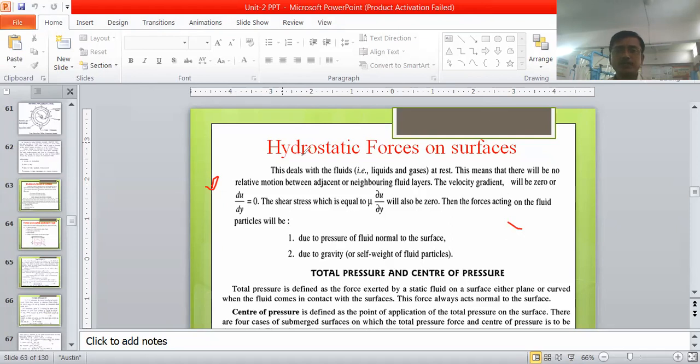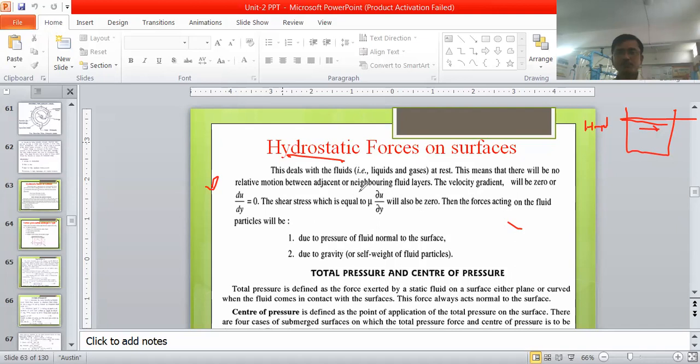So hydrostatic, we have learned the definition of hydrostatics. In hydrostatics, fluids are in rest conditions, right? There is no motion of the fluid particles. Abhijit, you have raised your hand. Do you have any query? Okay.